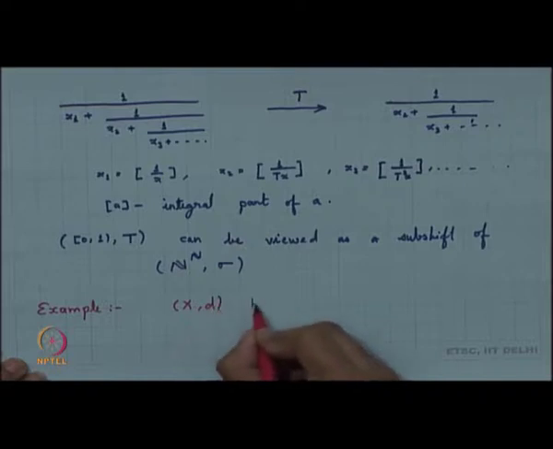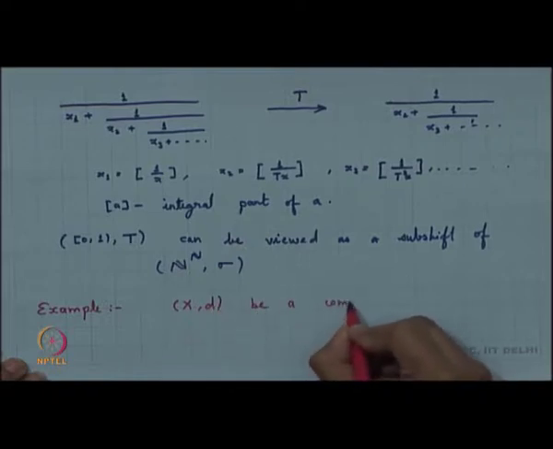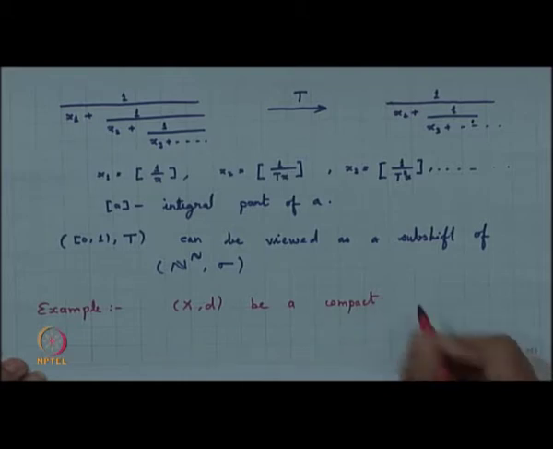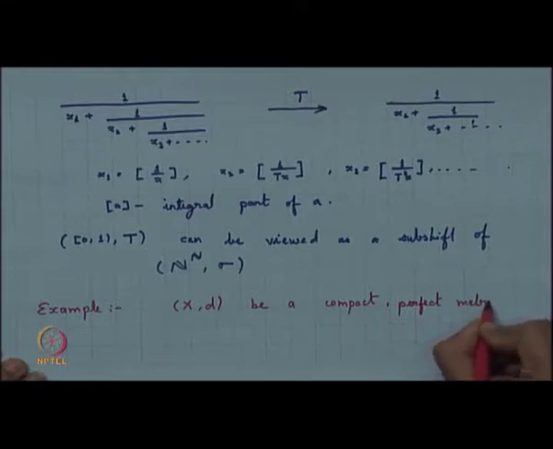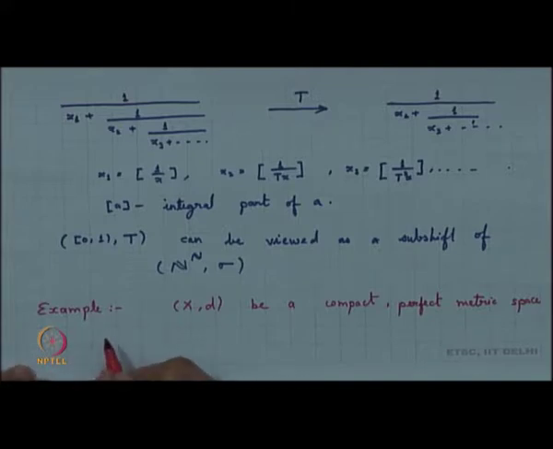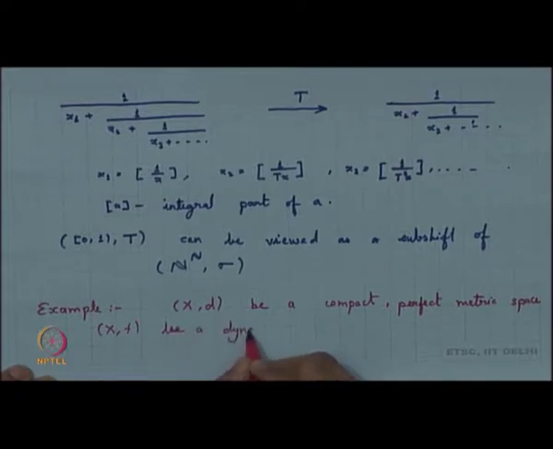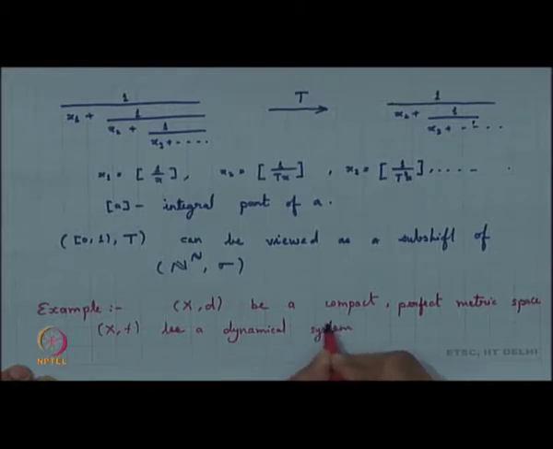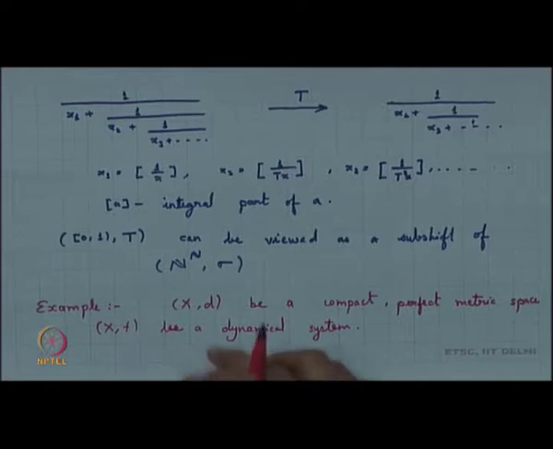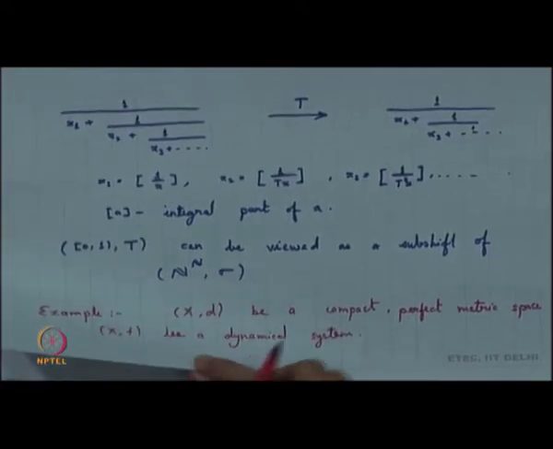So, let (X, d) be a compact, perfect metric space. I do not want isolated points. What we are interested in here is a dynamical system on this particular X. So, let (X, f) be a dynamical system.